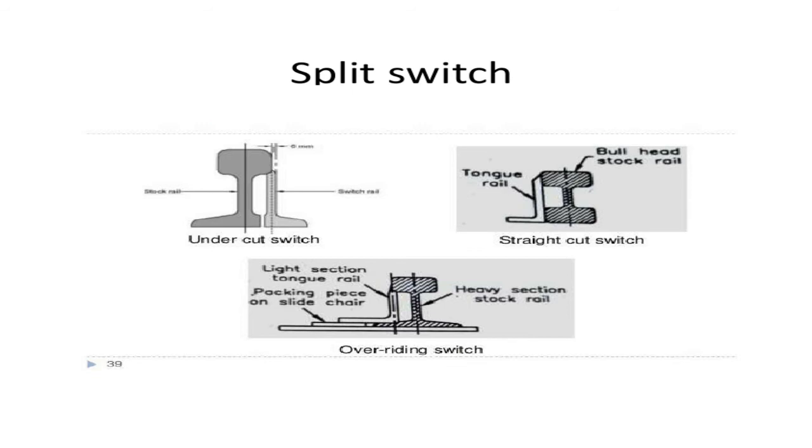Now coming to the split switch. There are mainly three types of split switch. One is the undercut switch, next is the straight cut switch, and the other is the overriding switch. By now you should know what a switch is. You have a combination of stock rail and tongue rail, and you are able to move the tapered rail, or the switch rail, over here. So in the undercut switch, what is there?